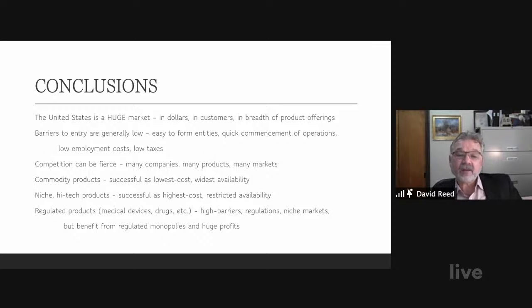There can be many companies in your industry. There can be many products that are considered competitive to yours, and there certainly can be many markets. If you're selling in New York City, that doesn't necessarily mean you're selling in Los Angeles. Somebody in Los Angeles could be selling the exact same product, and you and them will never have a problem because they stay in their market, you stay in yours. Commodity products are successful as lowest cost, widest availability offerings.